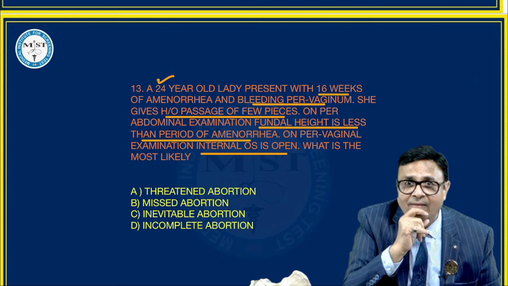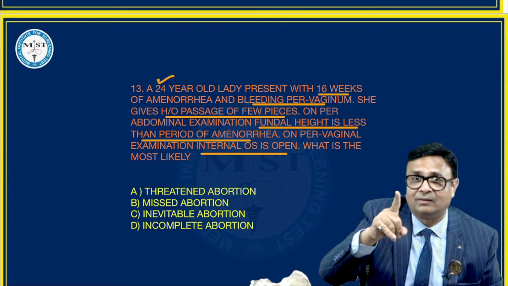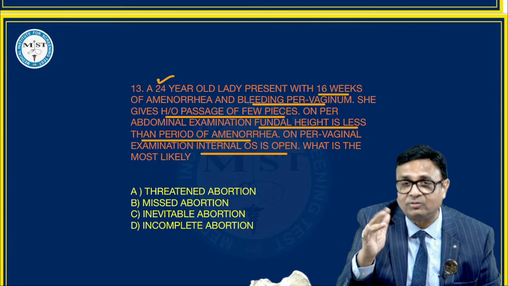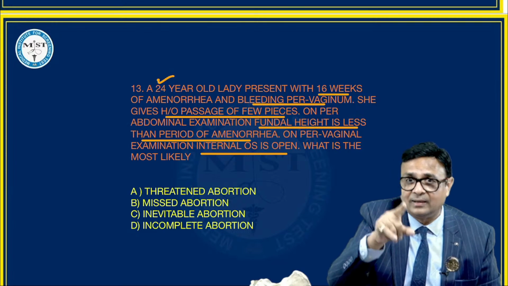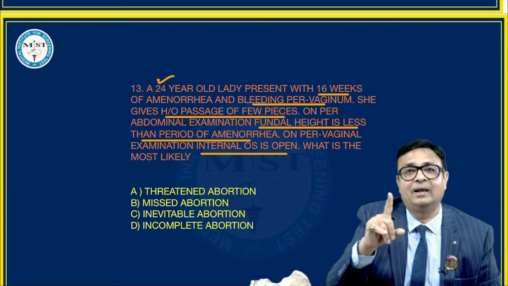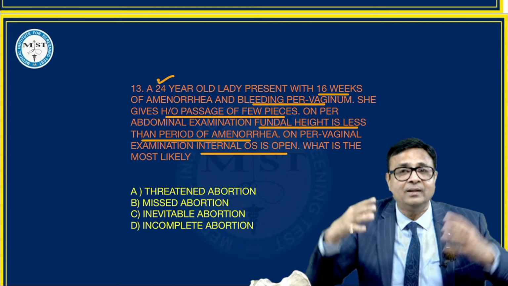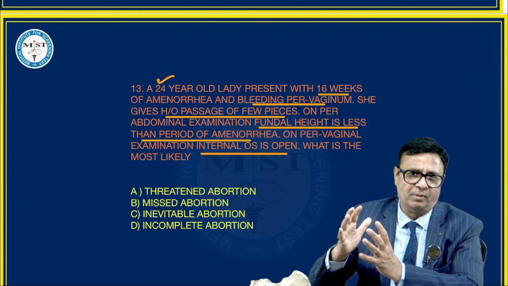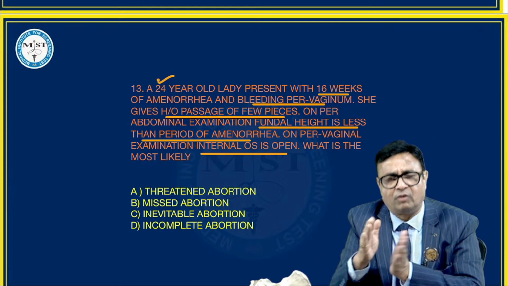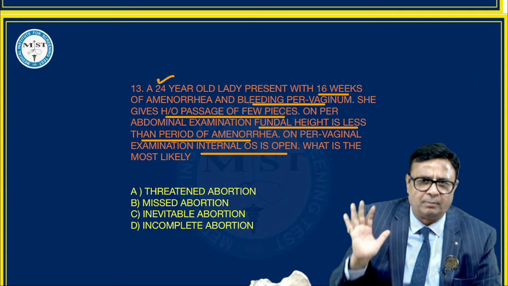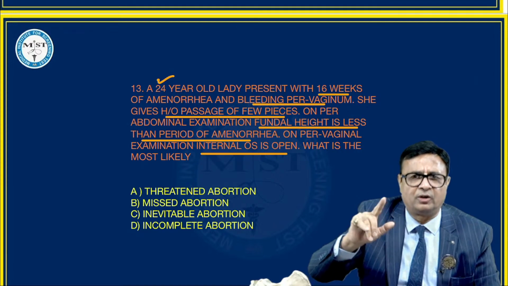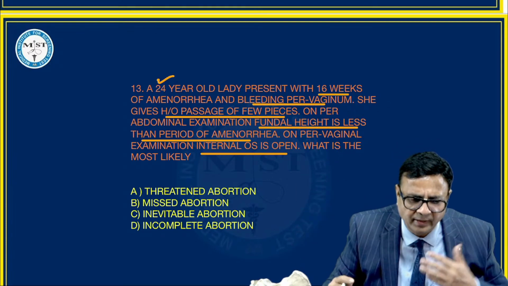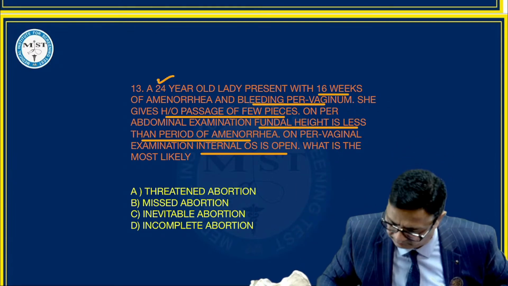Inevitable abortion, examiner will not write this line that she gives history of passage of few pieces. Inevitable abortion, unavoidable abortion, internal os will be open, but she has not passed anything. This is the only difference between inevitable abortion and incomplete abortion. If there is history of expulsion of products of conception, incomplete abortion. If no history of expulsion of products of conception, inevitable abortion. Very simple way to crack these types of questions.